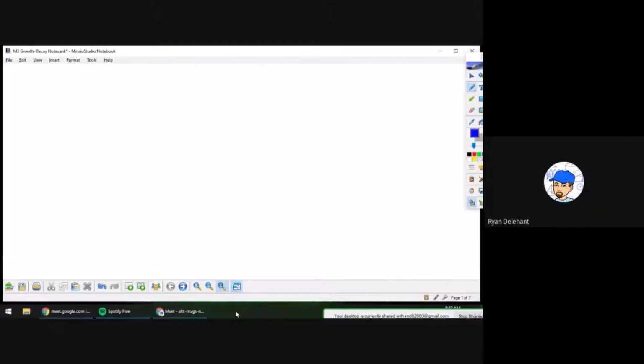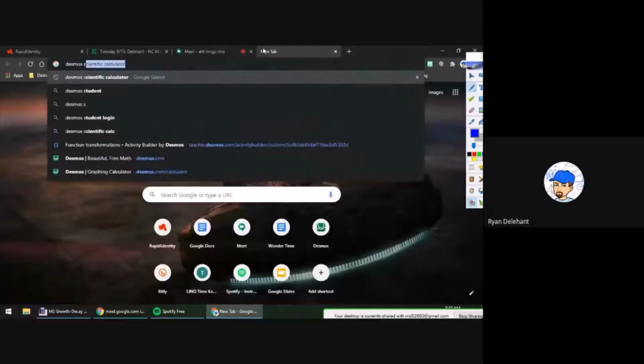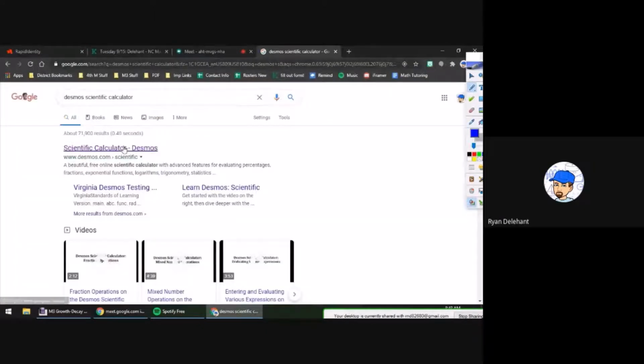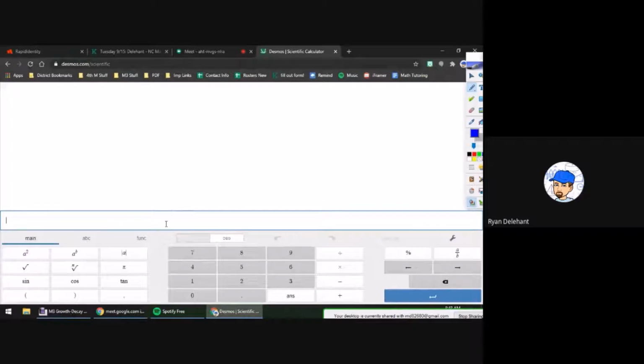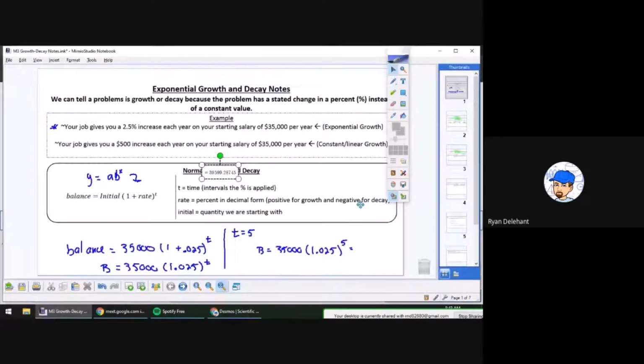So let's bring up the Desmos Scientific Calculator and see what we get. If you haven't used this one, it's really nice, especially on the computer. So we had 35,000 times 1.025 to the power of 5. And our answer over here, we got 39,599. Now this is money, so we're going to round it to 2 places, .29. So this is what we get exactly.